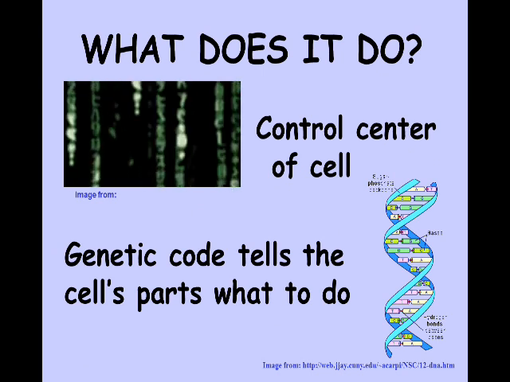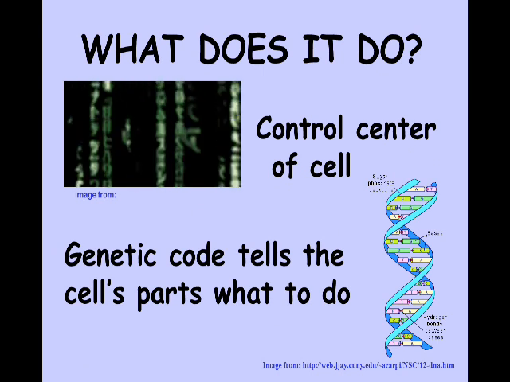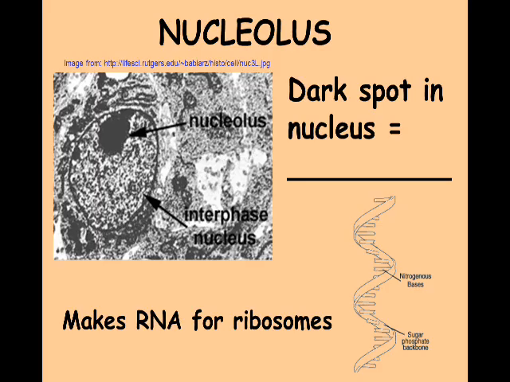DNA now is going to be our genetic code molecule, and it has the information to tell all the other cell parts what to do. So we call the nucleus the control center of the cell. If I look closely at a nucleus under a microscope, I see this little dark spot here, and it's because there's a lot of chemical activity going on there. It looks dark. And that little dark spot is called the nucleolus.